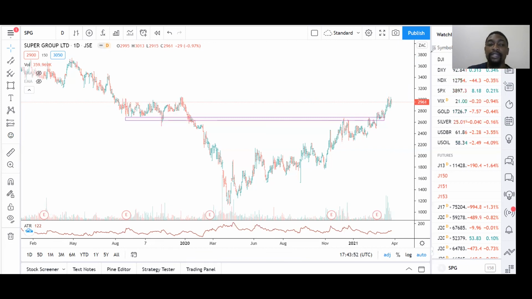So yeah, that's it. These are the three stocks that we wanted to cover this week: TFG and Transaction Capital, and then now Super Group. We hope that this will help you to make your own trading and investing decisions.